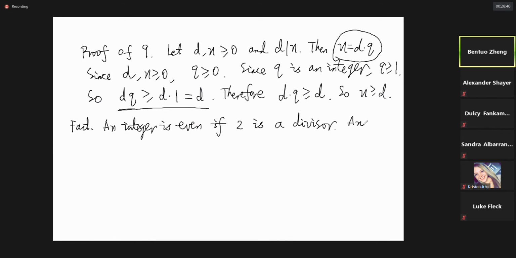And it is odd if it is not divisible by 2.